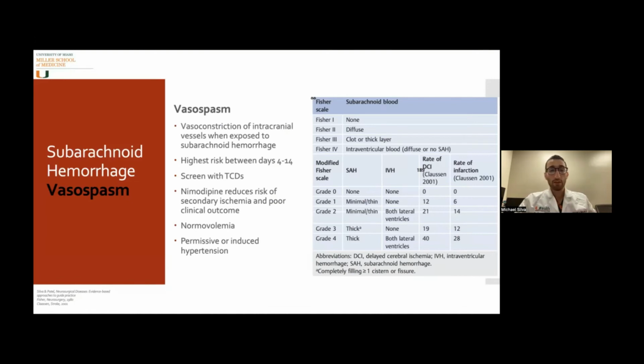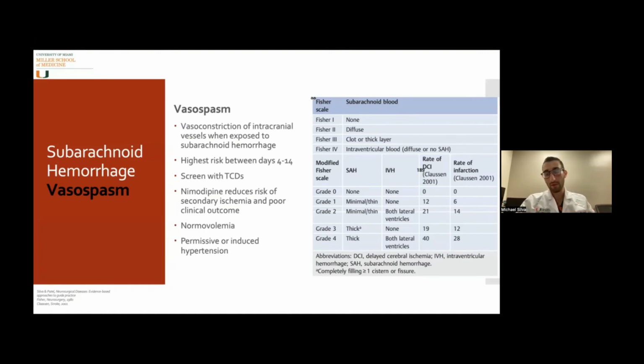Patients are given nimodipine. This reduces the risk of secondary ischemia and poor clinical outcome. Although historically there were discussions of hypervolemia and hemodilution, now the practice is normal volemia. And in terms of blood pressure, it's usually permissive or induced hypertension in patients who develop vasospasm.